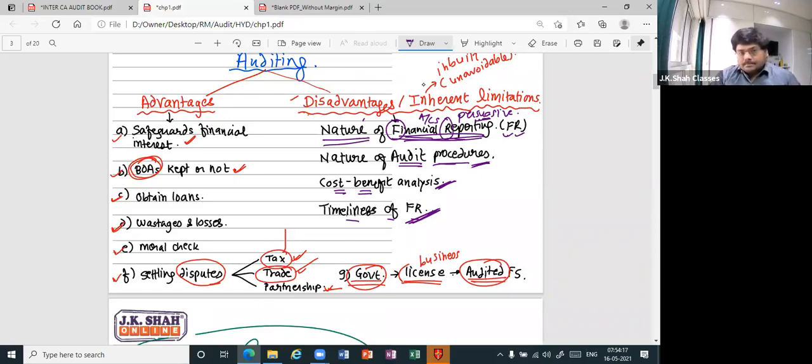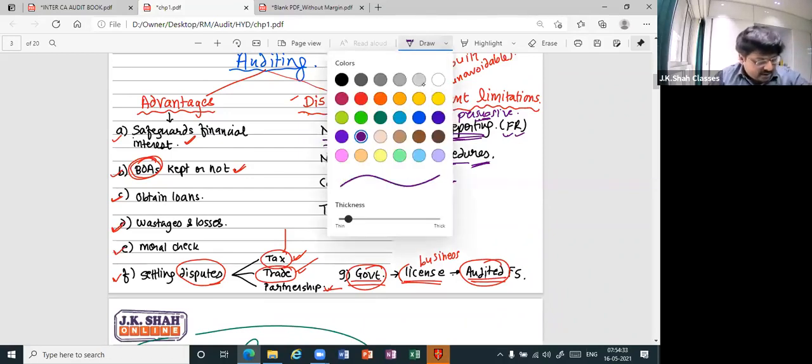All cool? So how many are there? Come on, tell me. 4. First is nature of financial reporting, nature of audit procedures, cost benefit analysis, and timeliness of financial reporting. All cool? Acha. There is a way to remember this.